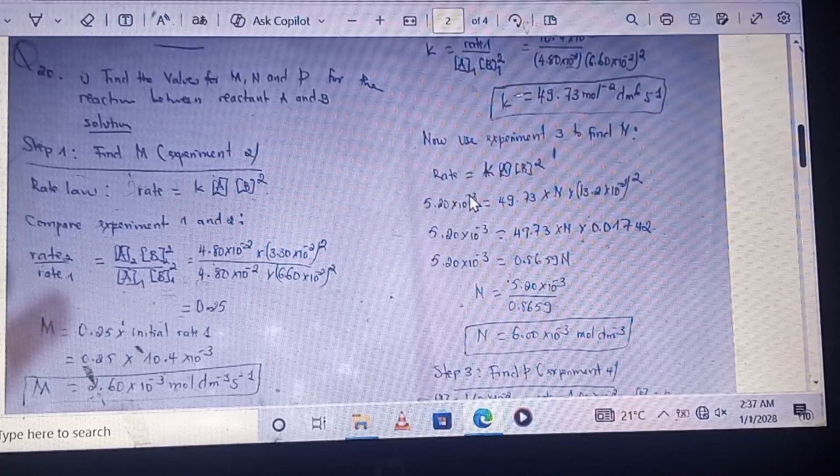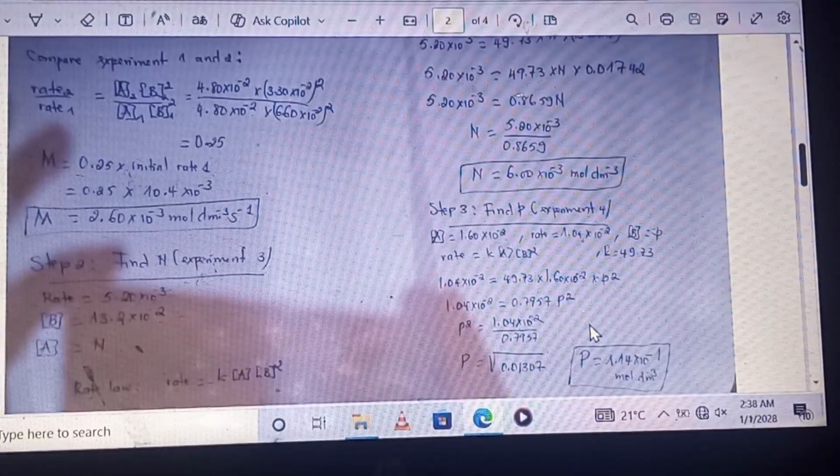We have rate equal to constant times A concentration times B concentration squared. We put in its values, and you know that A concentration is equal to N. And then you calculate N, you see that it is equal to 6.00 times 10 power negative 3 molar per decimeter cube. And also, let's go to step 3, find P.